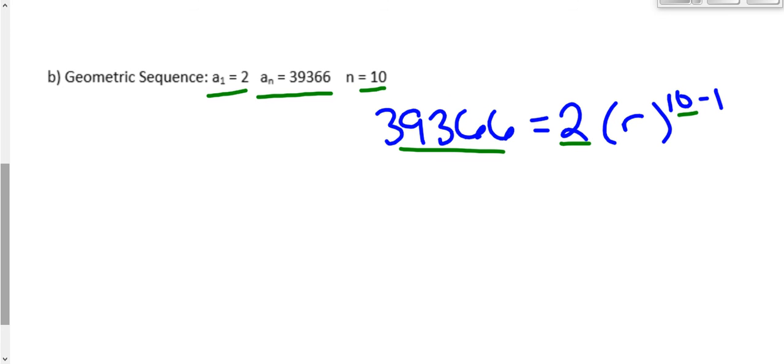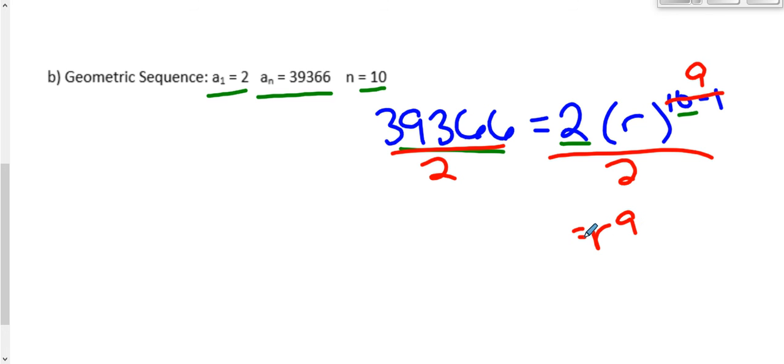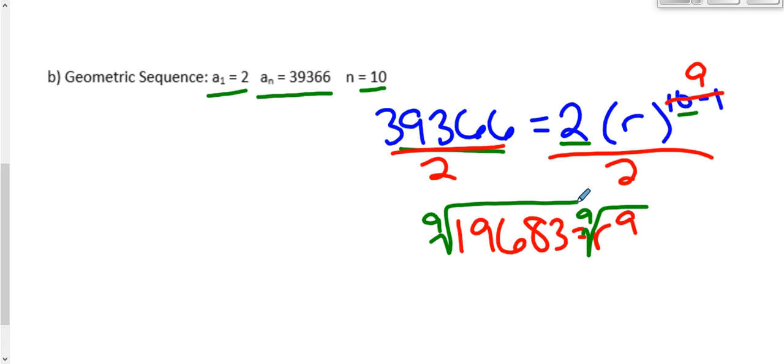To solve for r, we can simplify this exponent. 10 minus 1 is just the number 9. And we have this r to the 9th power being multiplied by 2. I'm going to divide both sides by 2 so that I can get r more alone. So r to the 9th power is going to equal 39,366 divided by 2, which is 19,683. Now the only other thing I have to do to get r alone is to undo the 9th power, which I can do by taking the 9th root on both sides. In the calculator, the 9th root of 19,683 is 3.